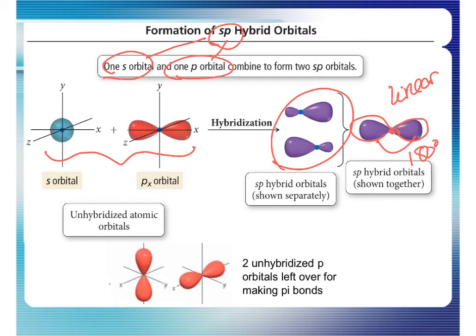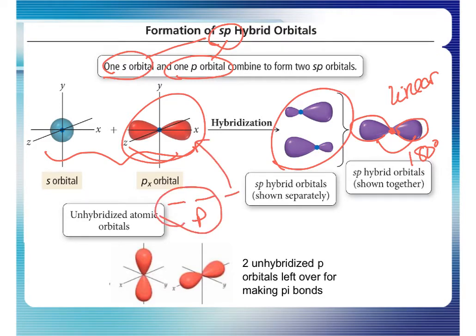Now, keep in mind we've only used one of the available 3 p orbitals, okay? Again, a p sublevel always has 3 orbitals. We've only used one of them. So there are 2 unhybridized p orbitals left over in sp hybridization. So that means that atoms that form sp hybrid orbitals also must want to make multiple bonds. They want to make 2 multiple bonds because they have 2 leftover unhybridized p orbitals.